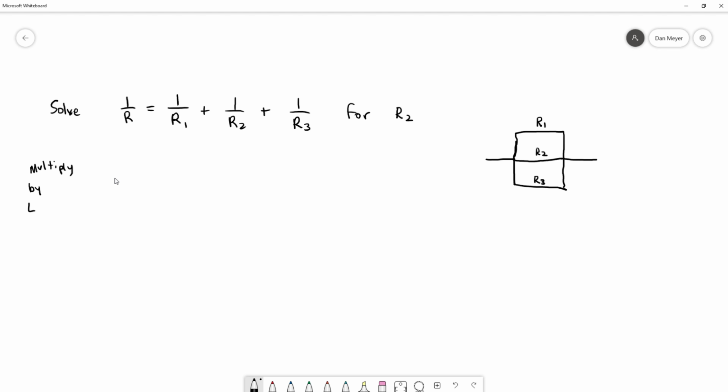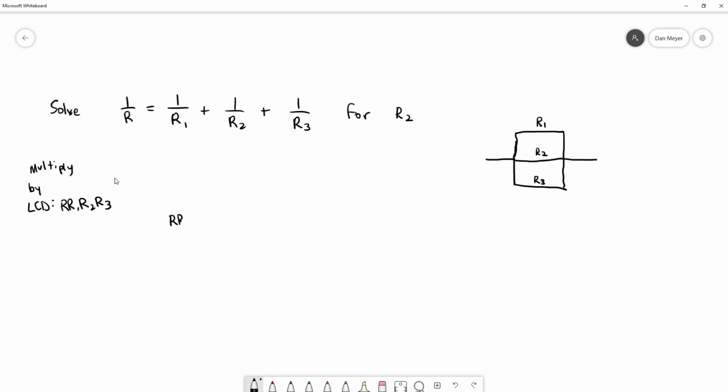In this case, the least common denominator of all the rational expressions is just R times R1 times R2 times R3. So we're going to multiply on both sides, which has the effect of multiplying every term by that. Okay? So let's do that.